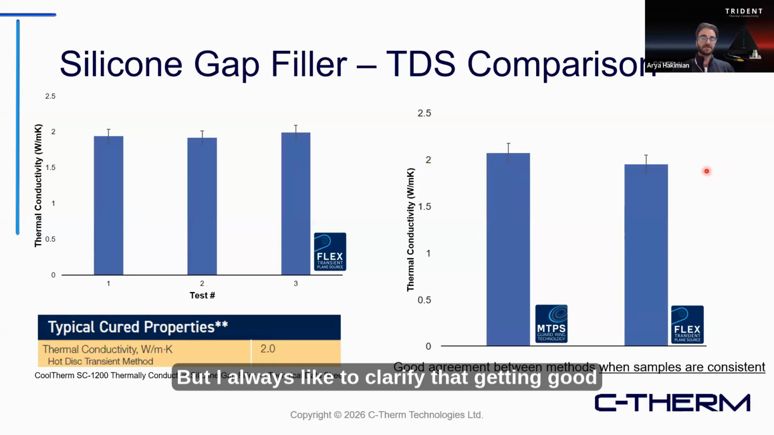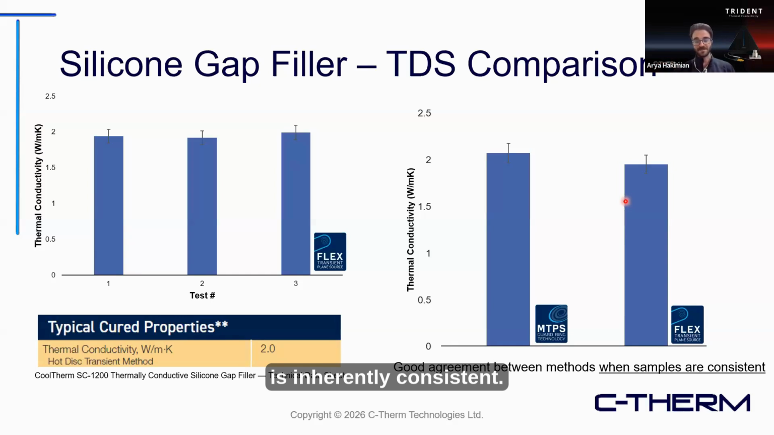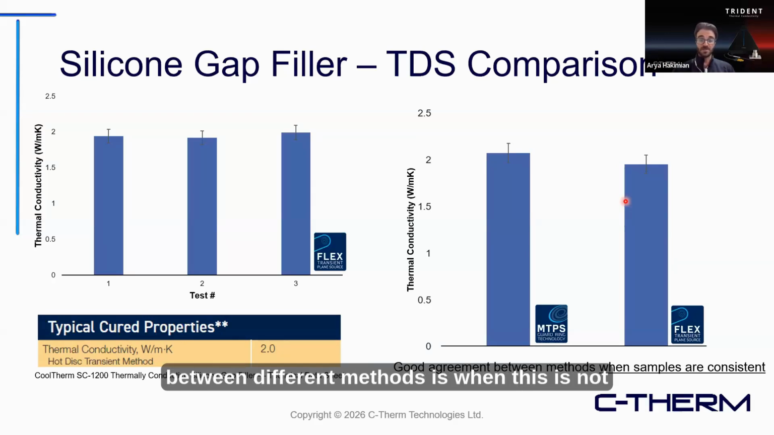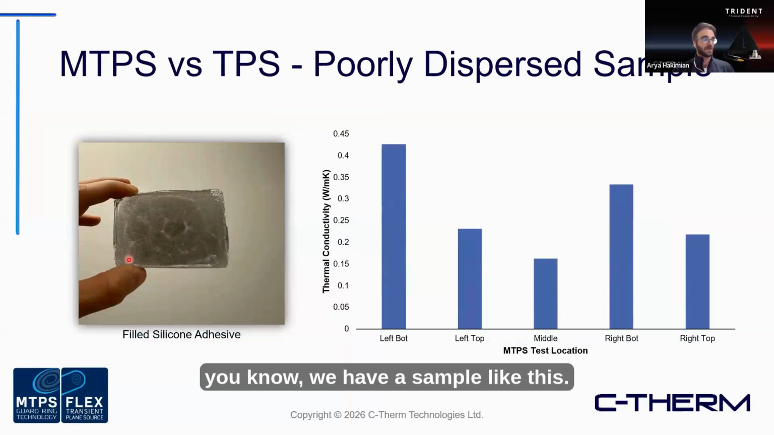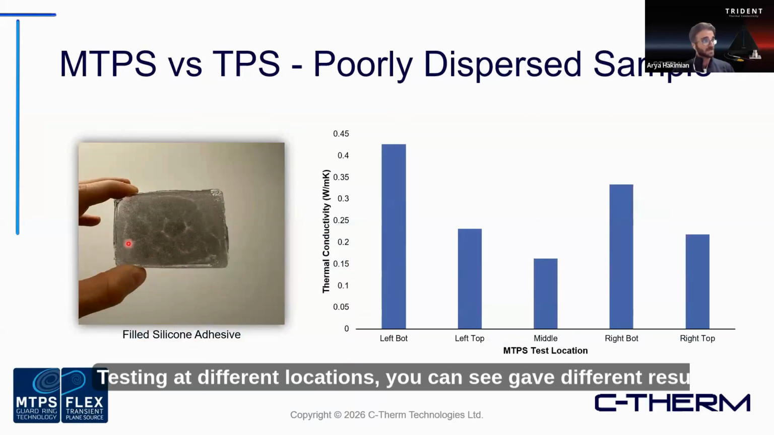But I always like to clarify that getting good agreement between different methods on a sample is possible when the material is inherently consistent, well optimized, and uniform. Where you'll start to see larger deviation between different methods is when this is not true. Coming back to an MTPS example where we have a sample like this, testing at different locations gave different results.